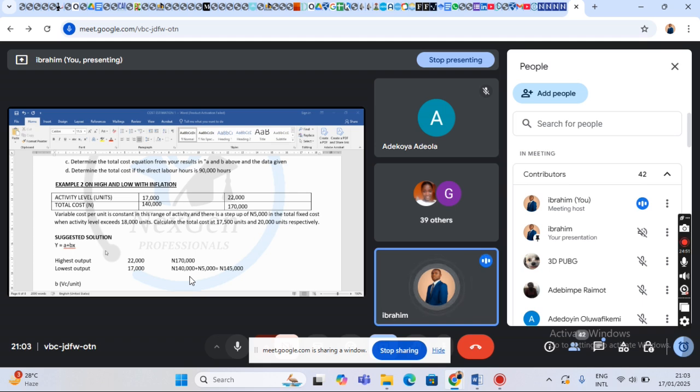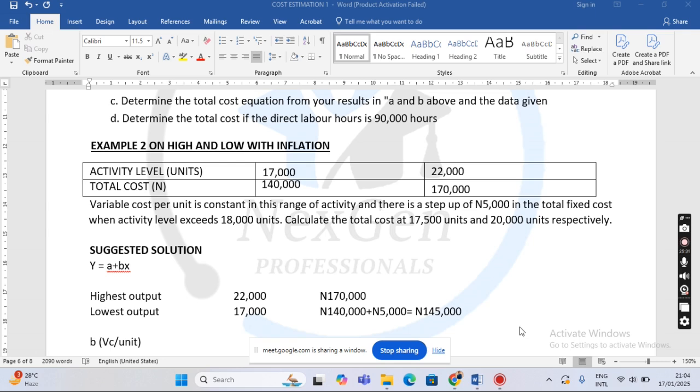Or you say that 140,000 naira at 17,000 units does not include the step fixed cost. So when it moves to 18,000, you add the 5,000 naira, so that you already have the step fixed cost in for the future cost. Class, are we still together, please? Are we good? Yes, sir. I need to establish that before we continue.